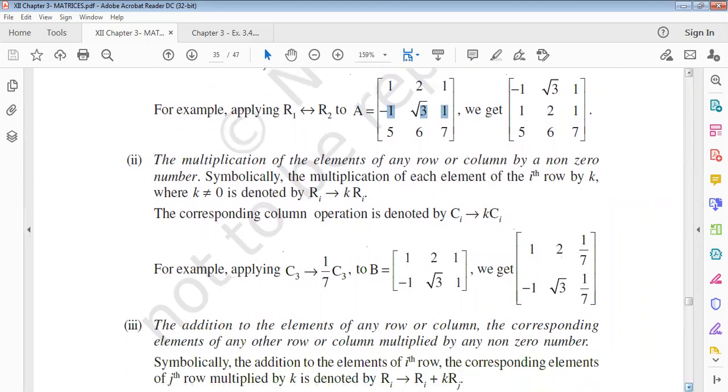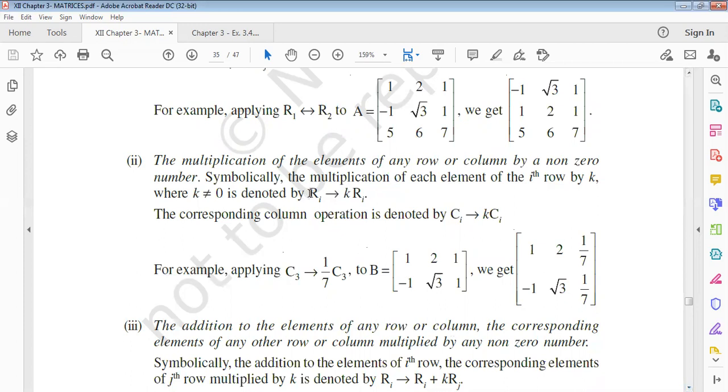The second one is the multiplication of the elements of any row or column by a non-zero number. Symbolically, the multiplication of each element of the ith row by k, where k is not equal to 0. That means we write it as Ri tends to k times Ri.